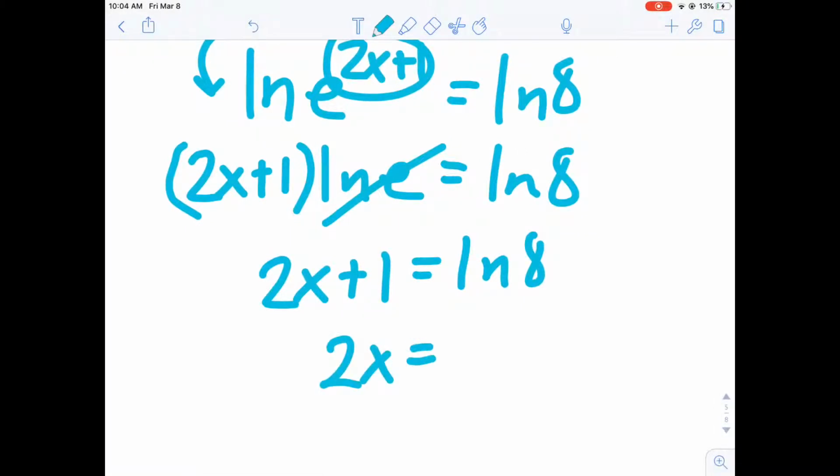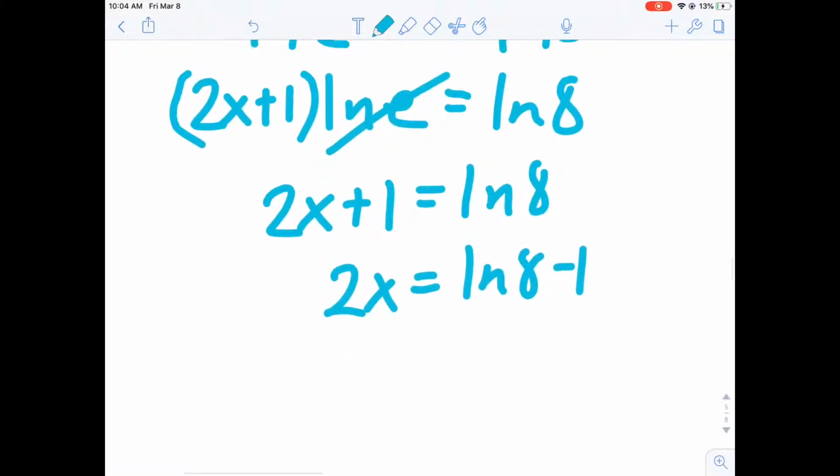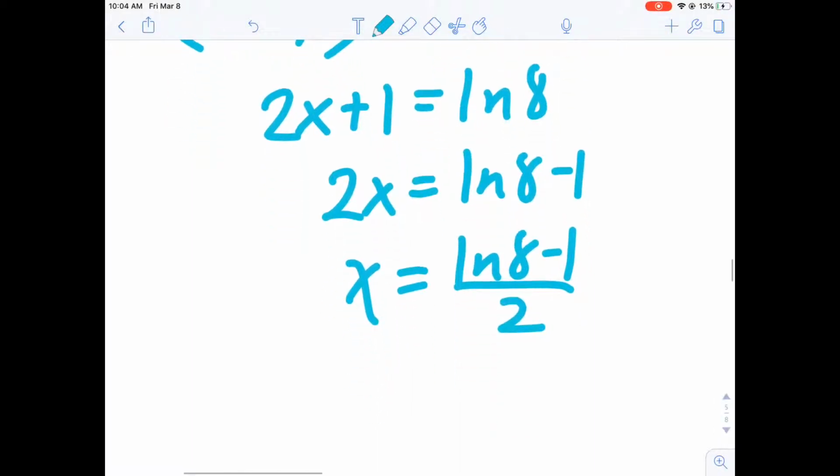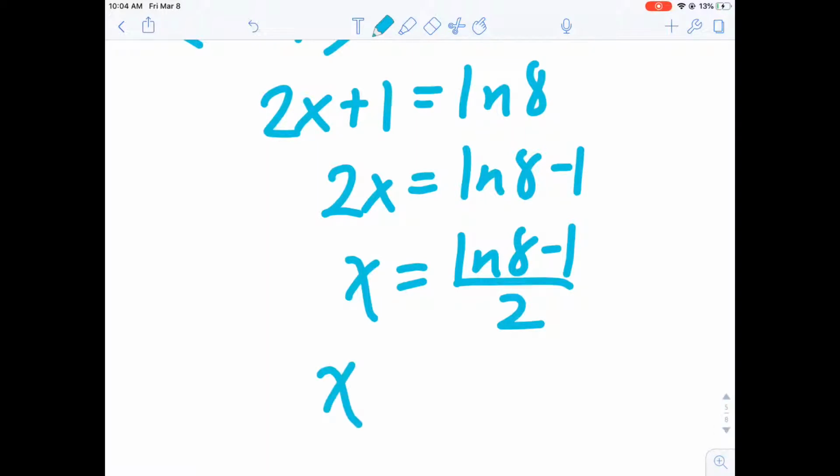To solve for x, I'll subtract 1 and divide by 2. We can plug that into the calculator. x is about 0.54.